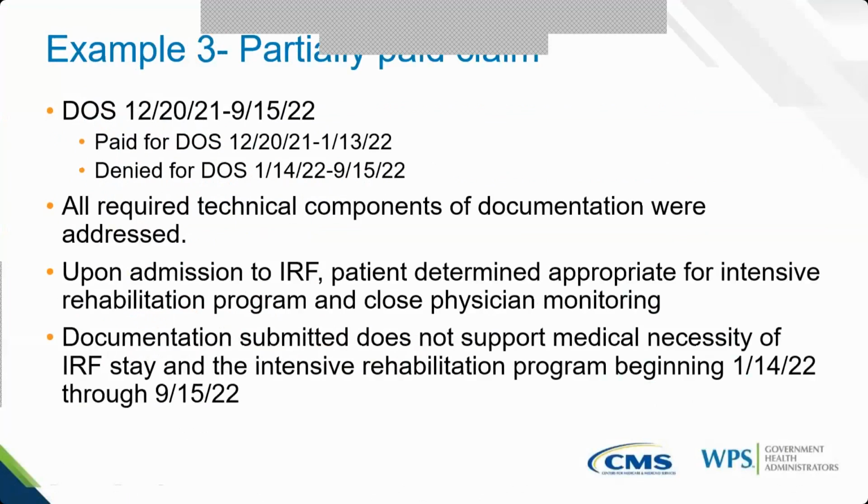The final claim example, example 3, is a partially paid claim with dates of service of December 20th, 2021 through September 15th, 2022. For this claim, the dates of service from December 20th, 2021 through January 13th, 2022 were paid. The dates of service of January 14th, 2022 through September 15th, 2022 were denied.